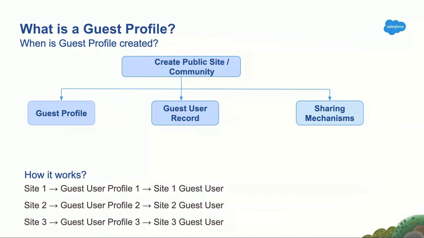Every time you create a community, Salesforce creates a guest user, a guest profile, and sharing mechanisms for this guest user. What does this mean? Say you have 3 sites in your org, site 1, site 2, site 3. For each of these sites, a unique user profile and user record is created. Hence, site 1 has guest user record 1 and guest user profile 1. Similarly, site 2 has guest user profile 2, guest user record 2, and so on. So now you can see there's a unique guest profile per site. So it's very important that you secure the guest profile.